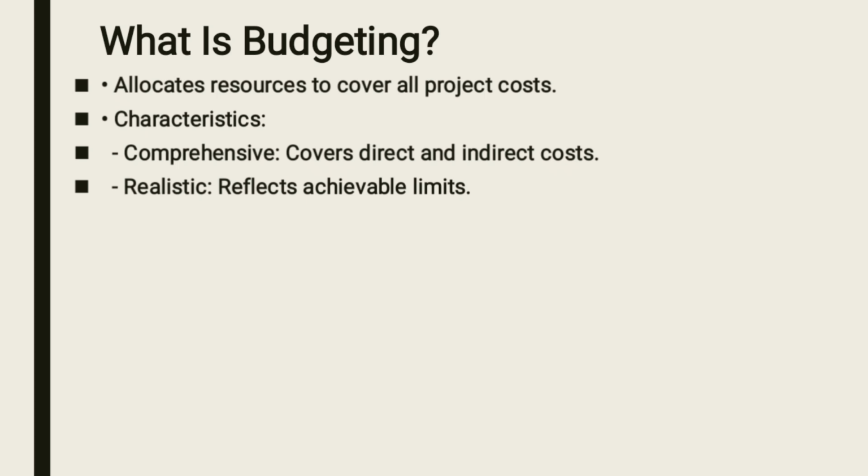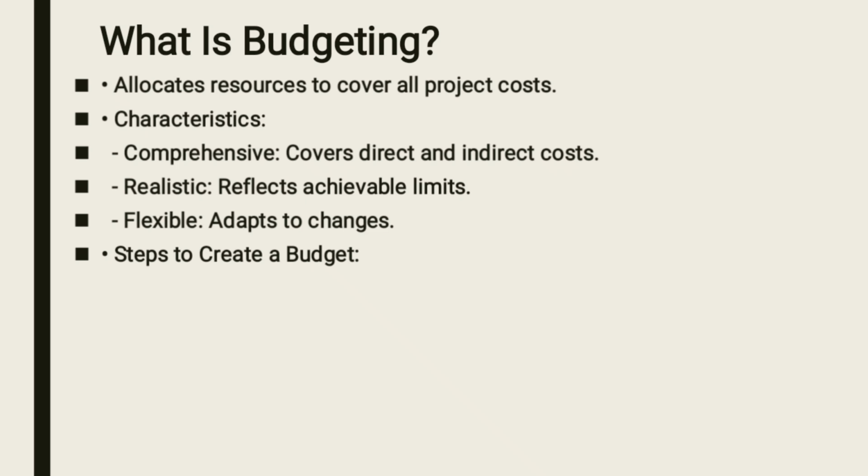Another one should be realistic. On realistic, it should be achievable. Your project should be achievable. It shouldn't be something that can't be achieved. It should be something that can be achieved on the ground. It should also be flexible. Your budget should have the capacity to change once the environment changes. So by the end of the day, make sure that your budget is flexible enough.